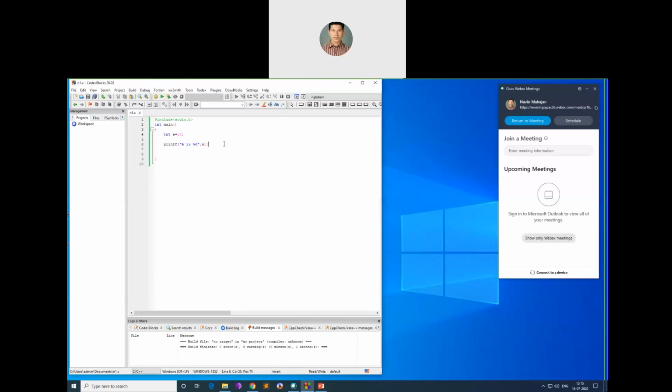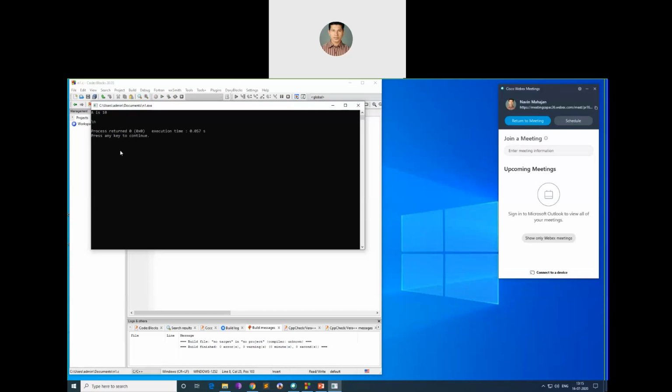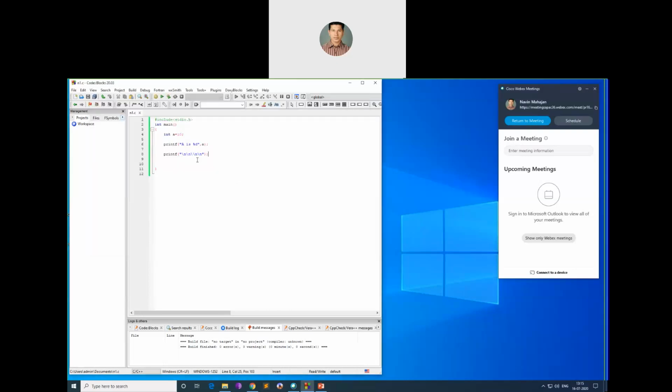Now what I will do? 10. Sorry, 10 it is. Printf, I'll add some lines here. Okay, semicolon, save and compile and run. So the answer is 10. Why this slash n? Maybe we have this one.